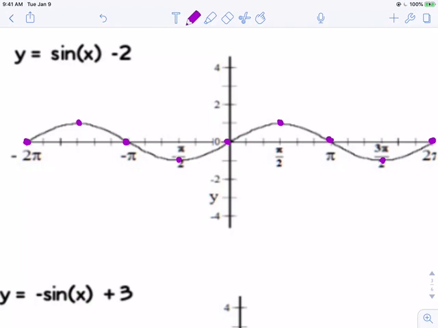I'm going to start by doing this. Graph where my x-axis is now going to be. Where's my x-axis now going to be? -2, right? I shifted it down 2.